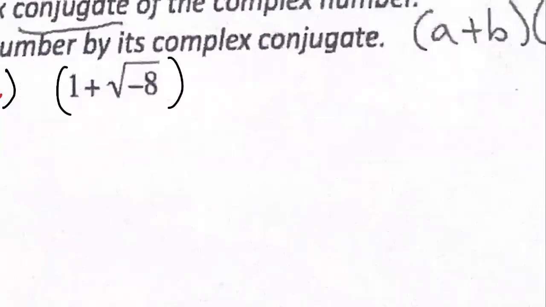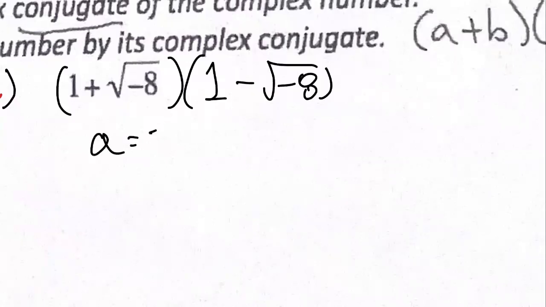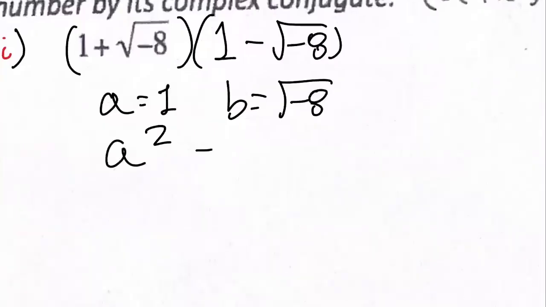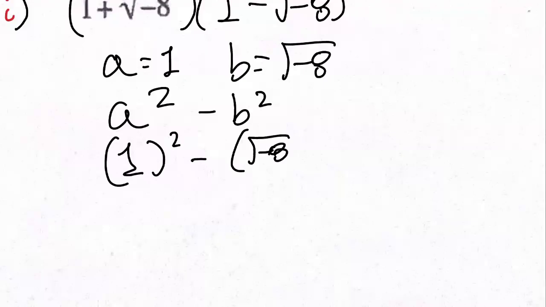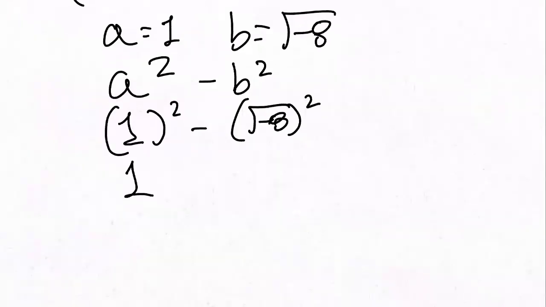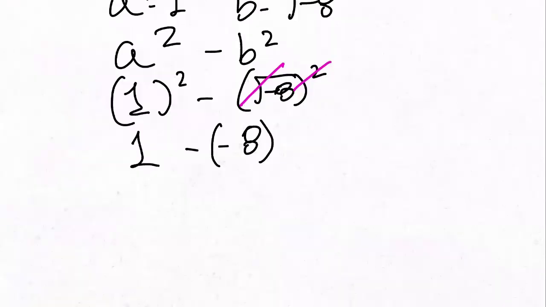The next one, multiply the conjugate. 1 minus the square root of negative 8. A is 1 and b is the square root of negative 8. A squared minus b squared, we're going to use that. 1 squared minus the square root of negative 8 squared. I'm just going to take the shortcut. If I square a radical, I'm just left with negative 8. Subtracting a negative becomes positive.